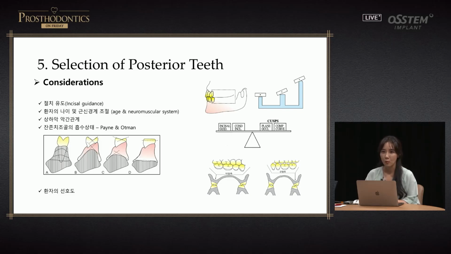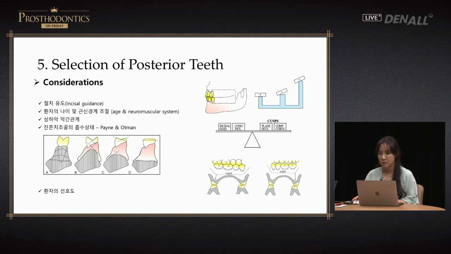The upper and lower jaw relationship. When bone is resorbed, the jaw relationship may look different than the actual. It's very important to identify the remaining alveolar bone. Now you are looking at A, B, C, and D. According to the guideline, we are choosing artificial teeth.